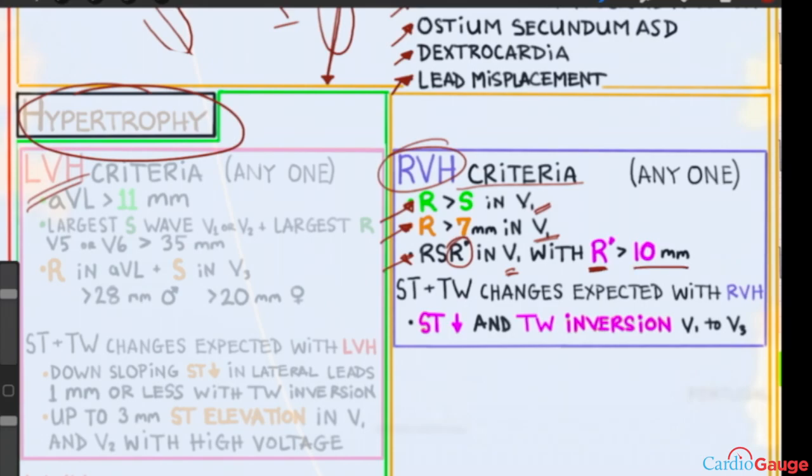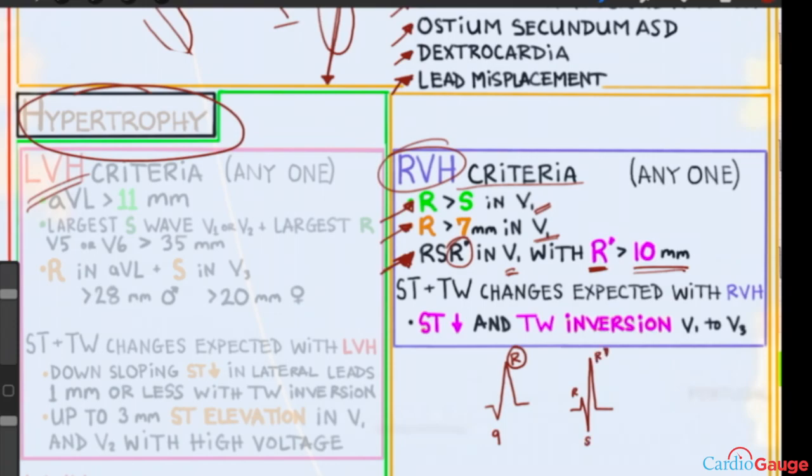This is greater than 10 millimeters. And this would also apply to a QR. So this is in patients generally with a right bundle or an incomplete right bundle pattern. This would be a QR, and you'd be talking about this for this criterion here. But the RSR prime would be something like this, RSR prime. So since there's an R, that makes this guy an R prime.